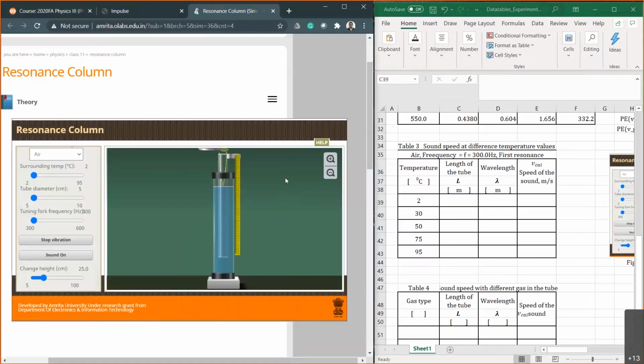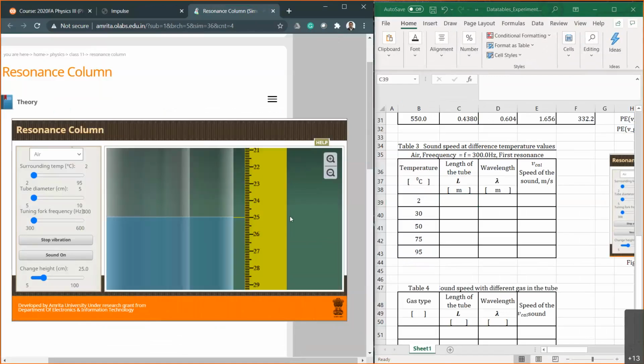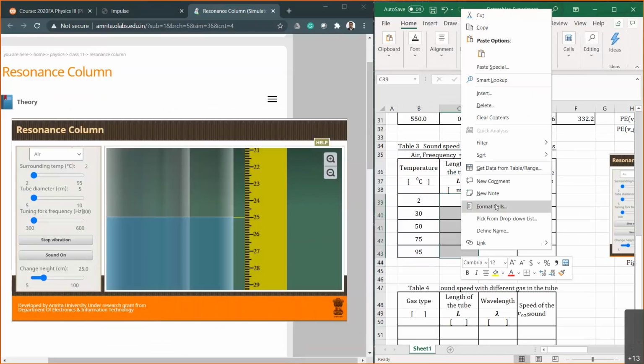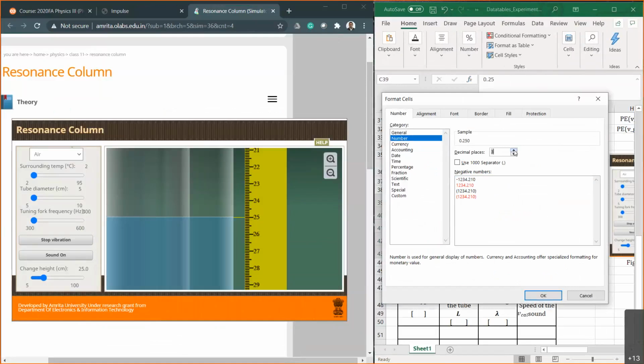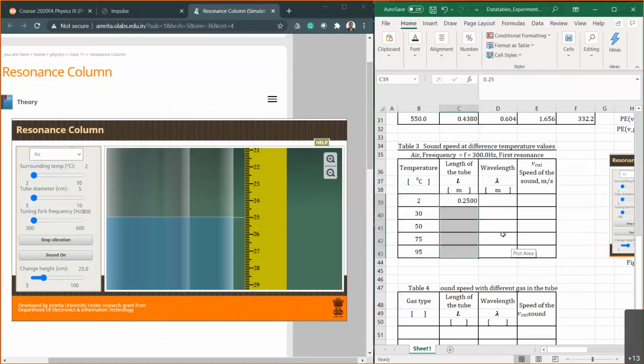We are on the resonance point. Let's measure that. Exactly 25. So length is 25, meaning 0.25. And then let's format this. I can go for sig figs, right? I can go for decimal places to represent sig figs, measuring with the meter ruler.